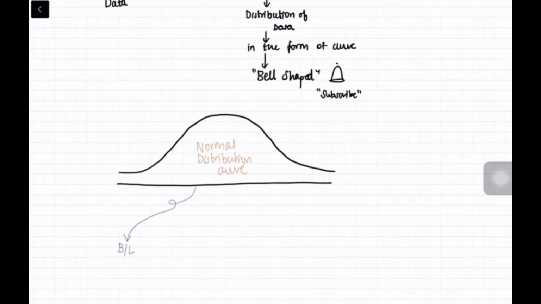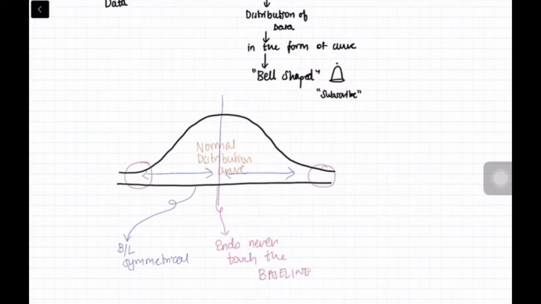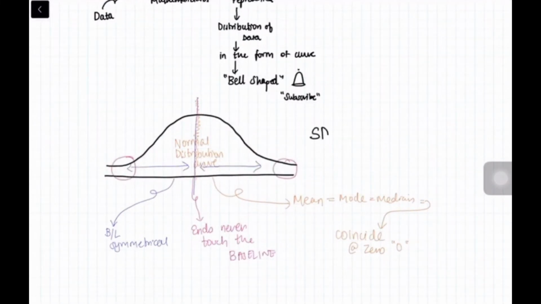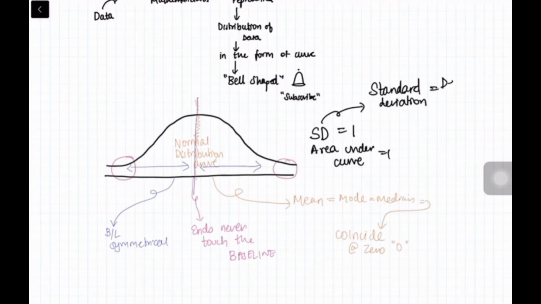There are some features of this normal distribution curve which are that it is bilaterally symmetrical, as you can clearly see in the video. The ends of the curve, they never touch the baseline. And mean is equal to mode is equal to median, all these three coincide at the 0, that is the center point. What is mean, median and mode will be discussed in the next video. SD stands for standard deviation. It is equal to 1 and area under the curve is also 1.